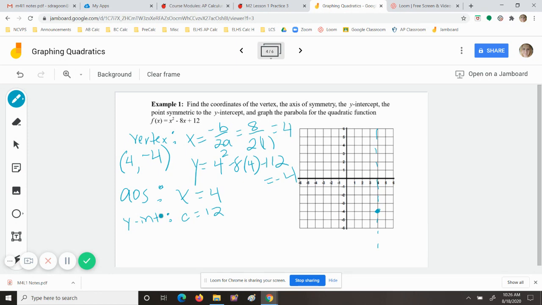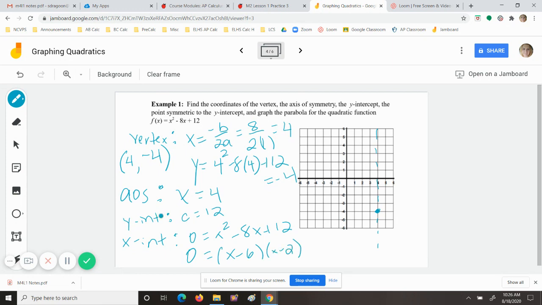Next, I didn't list it, but I want to find the x-intercepts. Let's practice finding these. Remember, for x-intercepts, we want to set the y equal to 0. That's your f of x. So we have x squared minus 8x plus 12. Now, there are two ways we can do this. You can factor this one and solve, or you can use the quadratic formula. I'm going to factor because that's pretty quick and easy. In this case, we need two numbers that multiply to positive 12 and add to negative 8. So x minus 6, x minus 2.